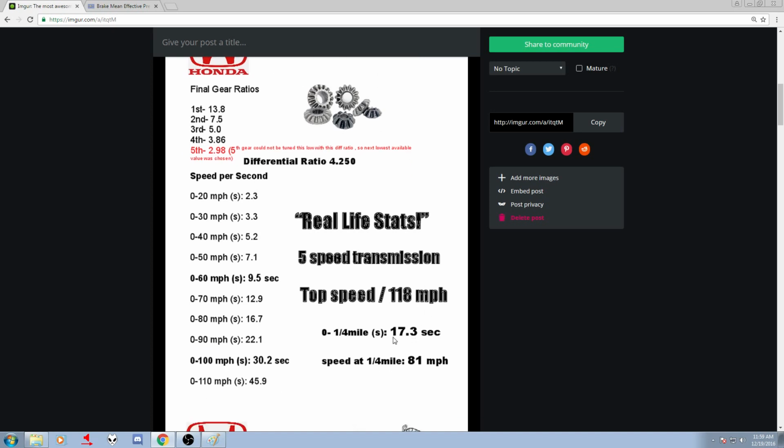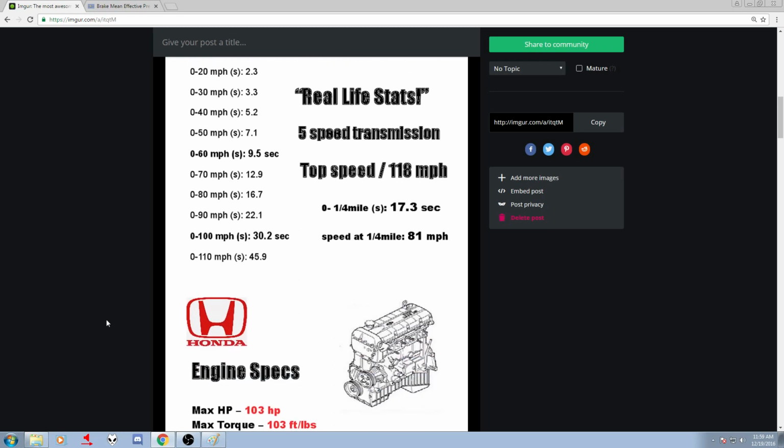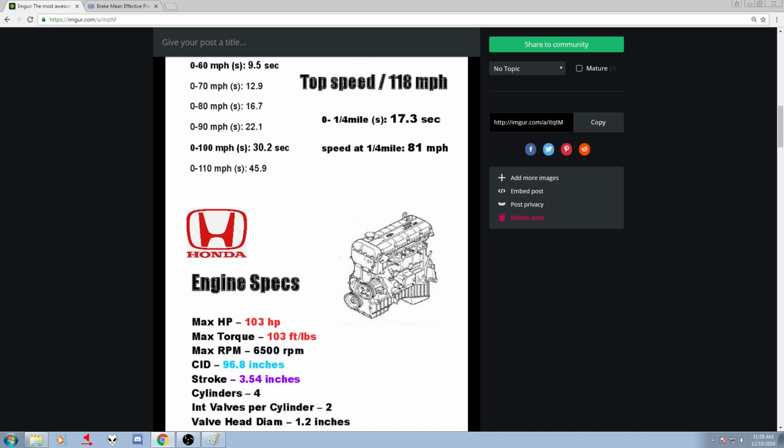These are target times. This is off of a Honda. This has nothing to do with NASCAR 2003 or any NASCAR for that matter. This is off of a Honda Civic. 0 to 60 times, 0 to 100 miles an hour time 30 seconds. Top speed at 118, quarter mile at 17 seconds, 81 miles an hour. I'll post some links in the description. I found some drag strip YouTube videos where they actually make it on a stock Civic in about 17 seconds.